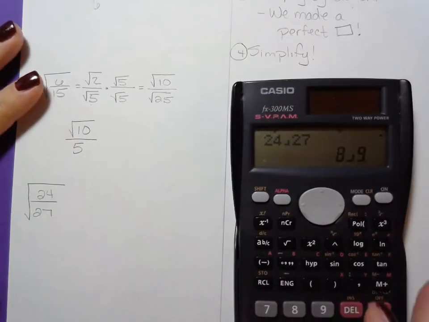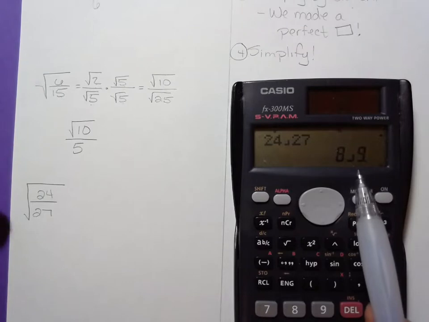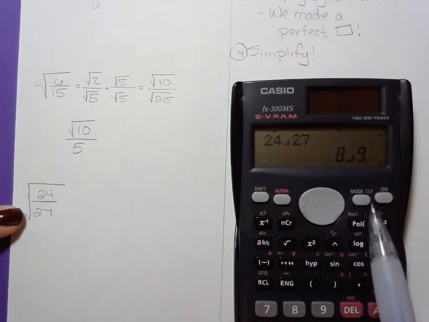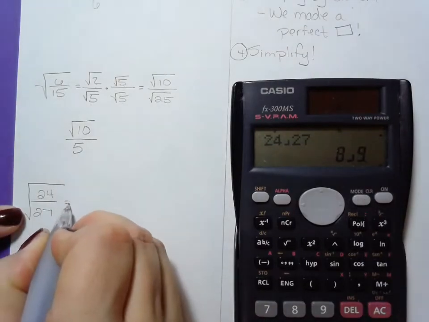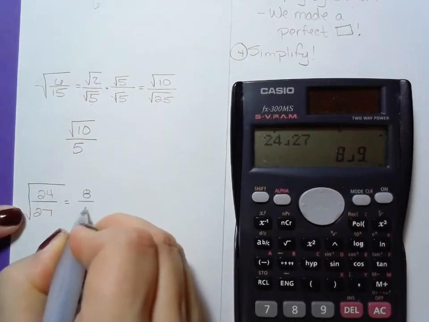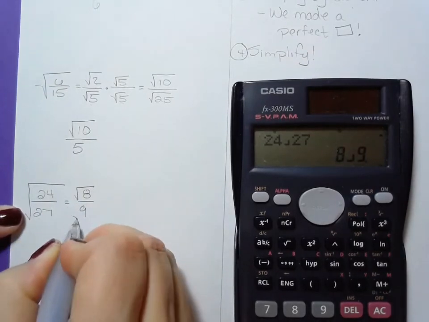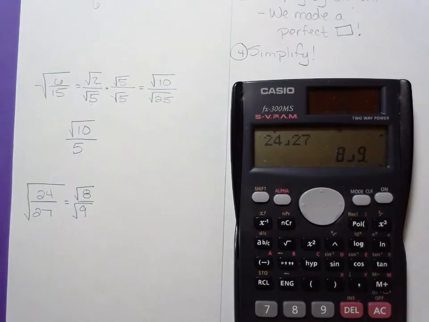So I've reduced the fraction. I would much rather deal with a 9 than I would a 27 when I start having to multiply by that denominator. So I've reduced the fraction to 8 over 9, and I'm going to rewrite it as the square root of 8 over the square root of 9.